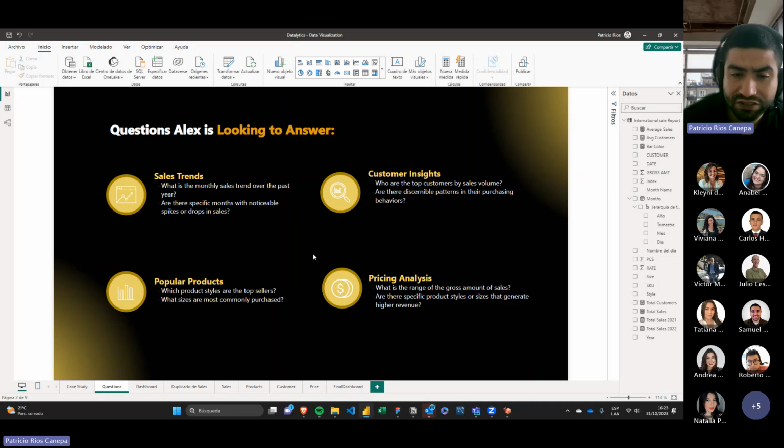We also want to take a look at customers, who are the top customers by sales value, and also the pricing, which is very important to understand also trends in sales. What is the range of gross amount of sales? Are there specific product styles or sizes that generate higher revenue?